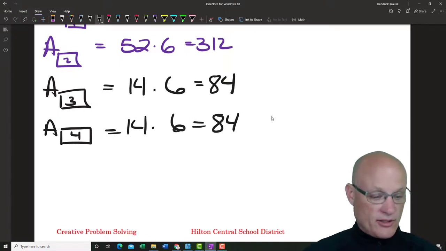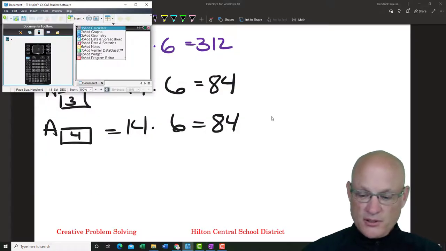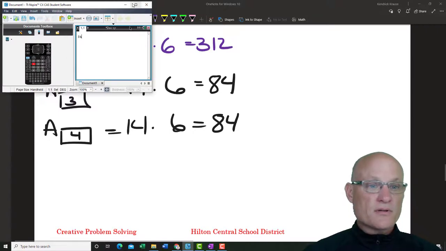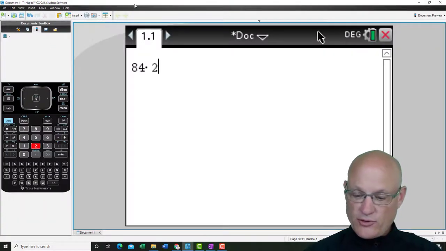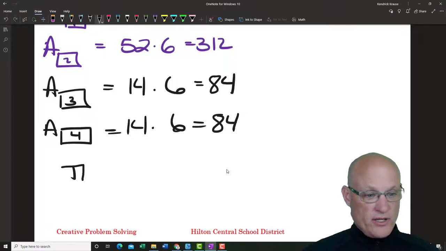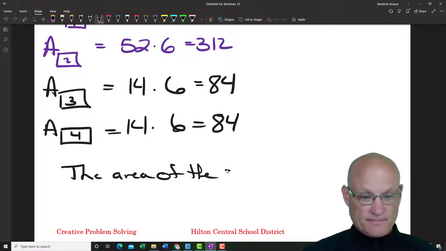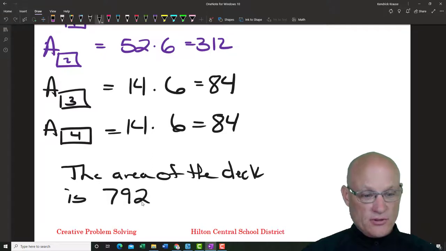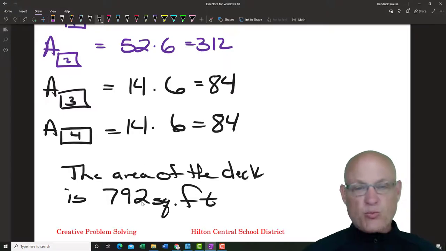So I grabbed the old calculator: 84 times 2 plus 312 times 2 equals 792. So the area of the deck is 792 square feet. Now that's one way to do the problem.